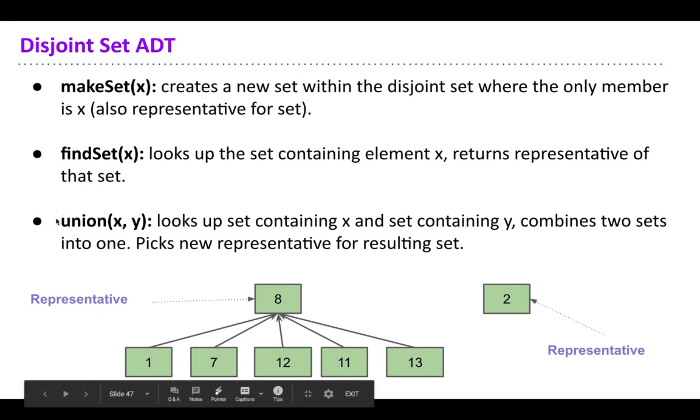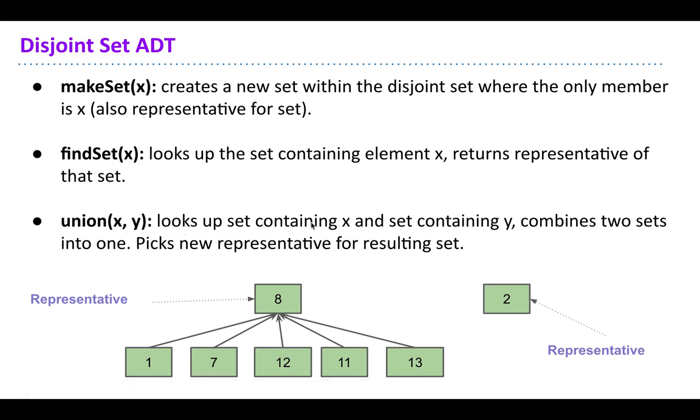The third operation that we support is union. Basically, it looks up the set containing X, looks at the set containing Y, and then it combines those 2 sets into one. And the way that we do that is you actually combine the 2 representatives. So in the most naive form, you would just arbitrarily choose one representative. Like let's say 8, we just choose 8 to be the new representative, and you would just point 2 at 8. So you just point the representative of one set at the representative of another.